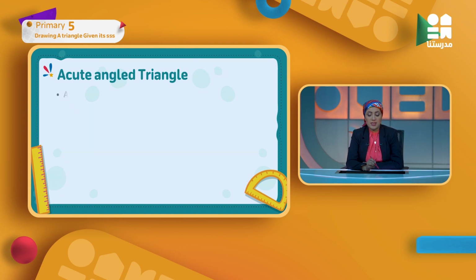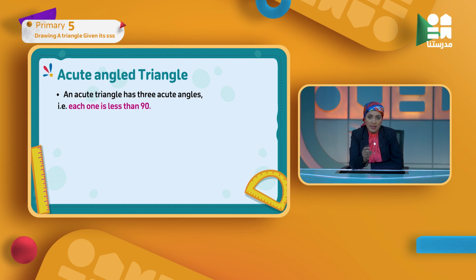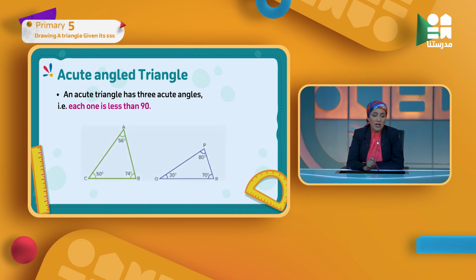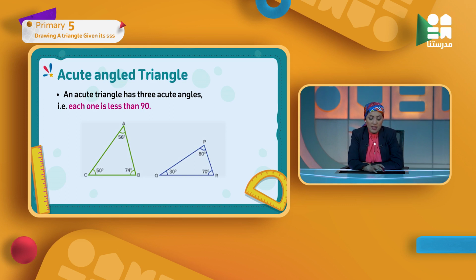So here, this is an example of an acute angle triangle. It has 3 acute angles, meaning all 3 of its angles must be smaller than 90 degrees. In this case, it is called an acute angle triangle. As we see here in the first one, the green triangle, 50 degrees, 56 degrees, and 74 degrees, while the other one, the blue one, 30 degrees, 70 degrees and 80 degrees. None of the angles equals 90 or is bigger than 90.